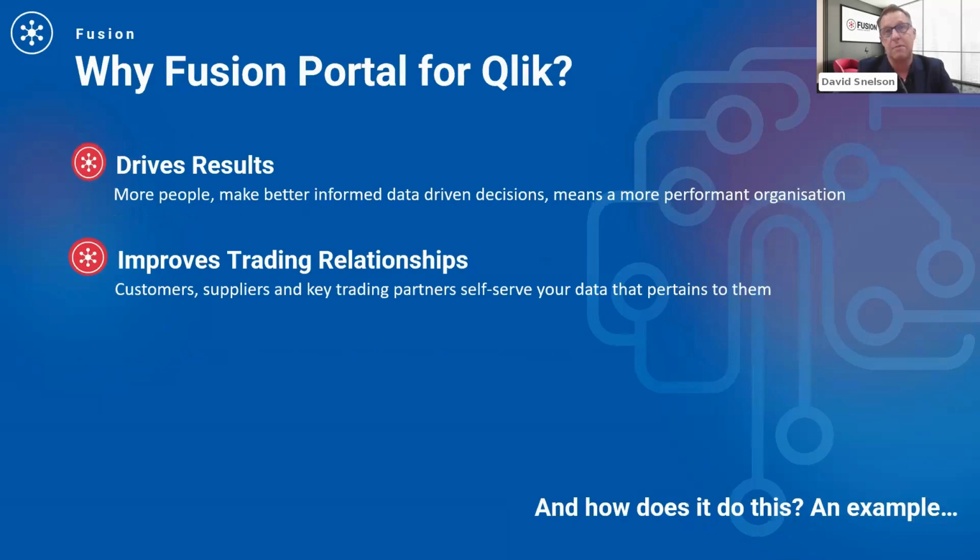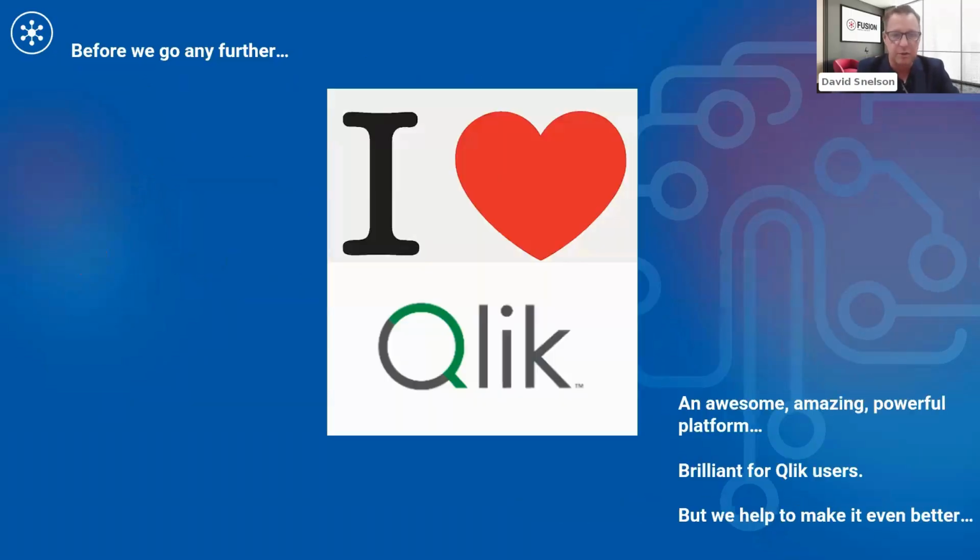So what value does that deliver to the people that are purchasing Fusion? Well, the first thing is, it means you are driving better results. You've got more people making better decisions using data, and that means naturally you're going to get a more performant organization. But you definitely, if you're sharing that information with those trading partners, get a more frictionless relationship with them, and they are basically making better decisions based on information that you have that pertains to them. So I'm going to give you an example of how we can do this.